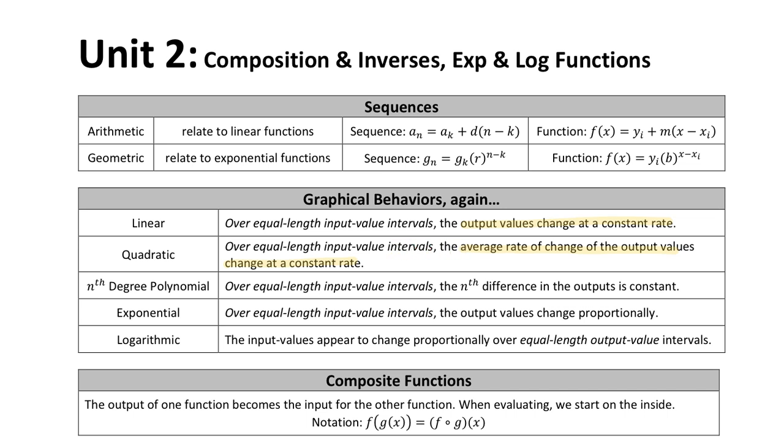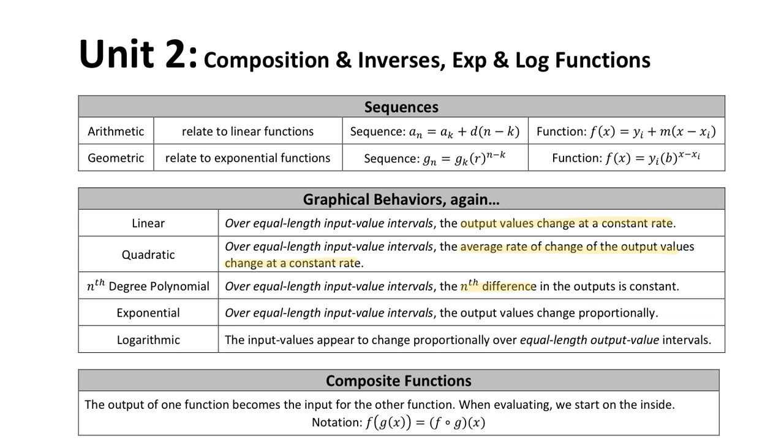We also discussed last class that for higher degree polynomials, over equal length input value intervals, the nth difference of the outputs is what is constant. So for quadratics, the second difference is, which is why it's degree 2, quadratic. That's the change in the rate of change. But then we get into Unit 2, which is all about exponentials and logarithms. And so we have more graphical behaviors to talk about, or from tabular stuff, from tables.